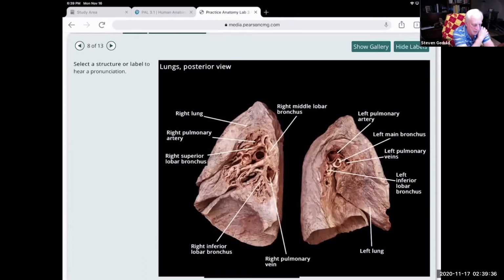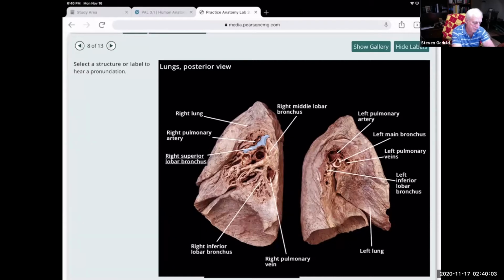Looking at the lines of the hilum area, where the arteries, veins, and bronchi all enter and exit. Okay, so this is your right lung on the left-hand side, looking at the patient. You have your right pulmonary artery. You see those up high. Those are your right pulmonary arteries. You have the right superior lobar bronchus. That's where the trachea branches off into the lungs. That's your bronchus.